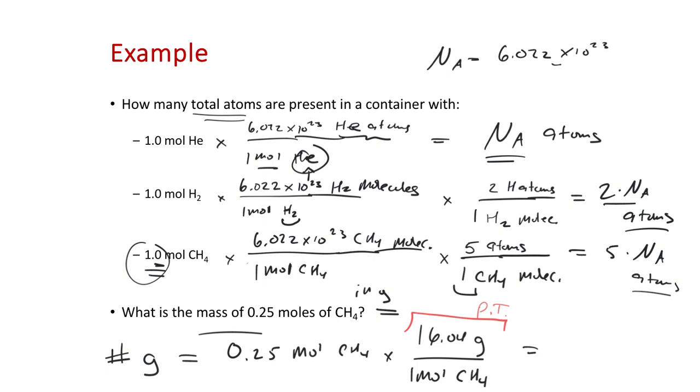So that gives me 4.0 grams. So a quarter of a mole of CH4 is 4 grams. A whole mole, 16 grams. A mole of water, 18 grams. So 18 grams of water would correspond to a mole, and that would correspond to an Avogadro's number of water molecules.